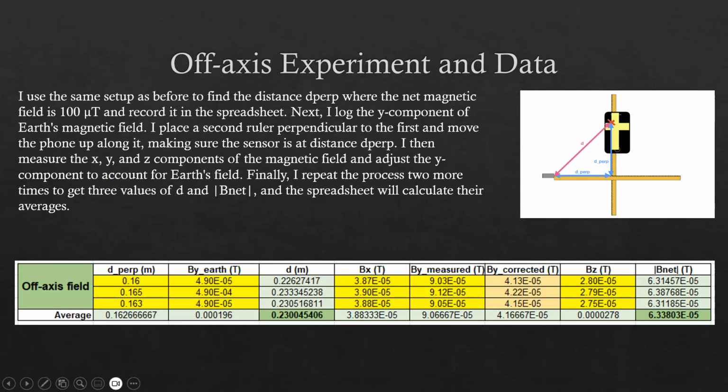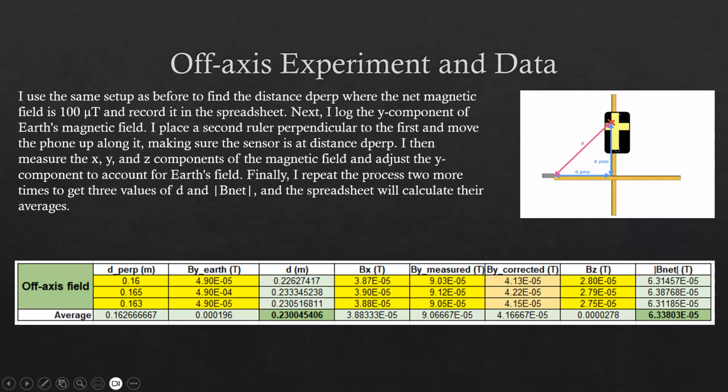Now for the off-axis experiment and data, I use the same setup as before to find the distance d perpendicular where the net magnetic field is 100 microteslas and record it in the spreadsheet. Next, I log the y component of the magnetic field. I place a second ruler perpendicular to the first and move the phone up along it, making sure the sensor is at distance d perpendicular. Then I measure the x, y, z components and repeat the process two more times to get three values of d and B net. The spreadsheet will calculate their averages.